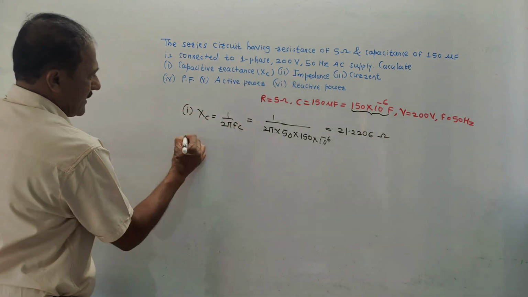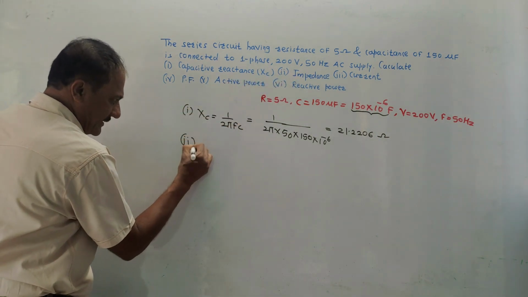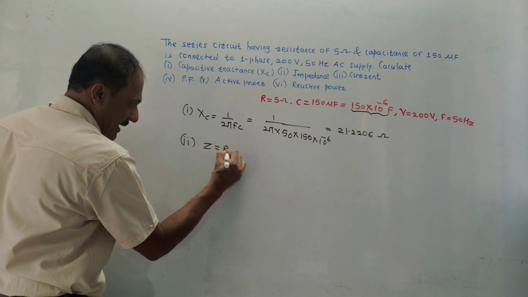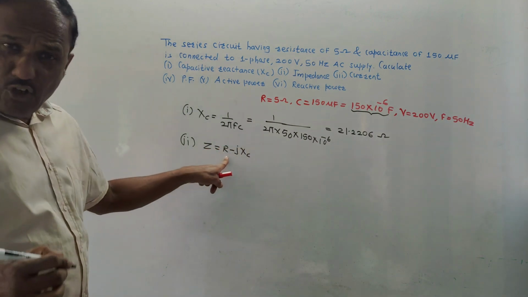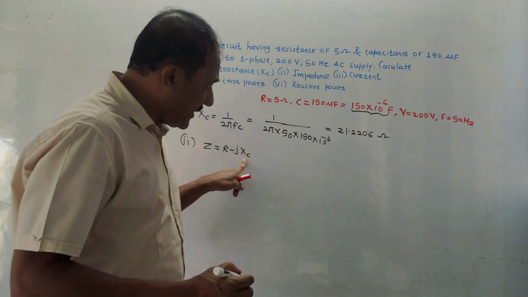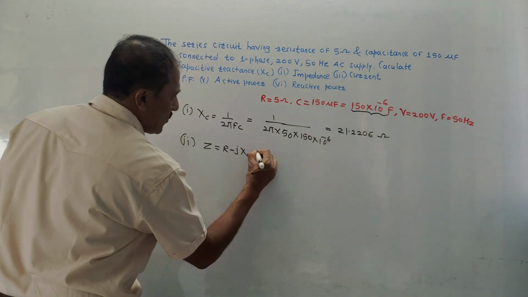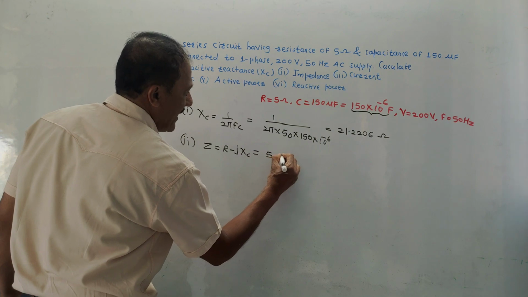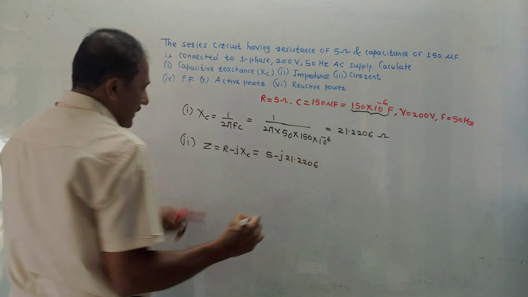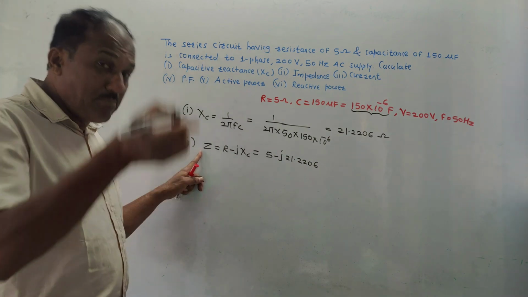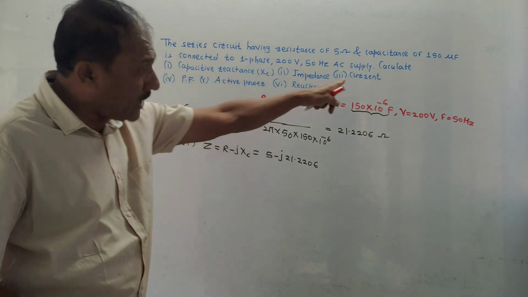Second, impedance. In case of a series RC circuit, impedance is given by R minus jXC. We have the value of R, and we have just now calculated the value of XC. Simply you just have to put the values. So R is 5 minus j 21.2206. This is the value of impedance, but we are also supposed to calculate the current.